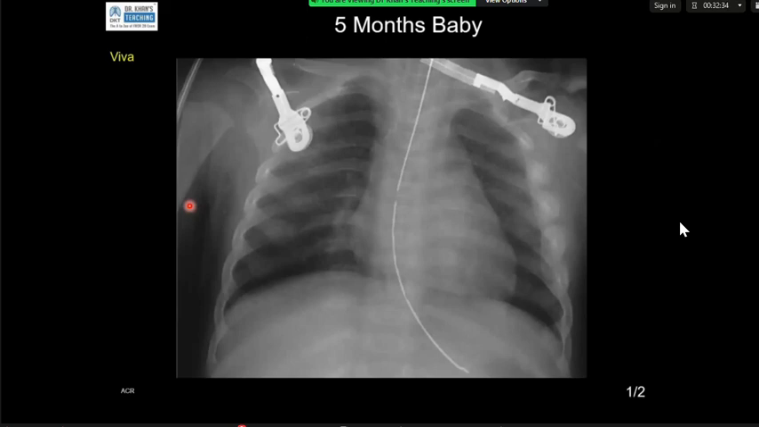This is a 5 months old child's X-ray. Look at the ribs. This is your last case. I'm not able to make out, maybe. What do you think about this?